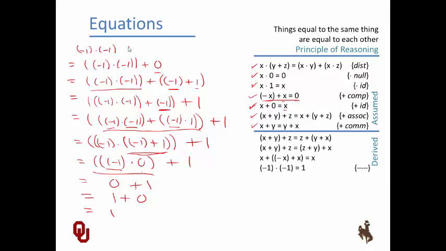So I started with minus 1 times minus 1. I found a new version of that, a new formula standing for the same number in each case, and ended up with a 1. So by our principle of reasoning, minus 1 times minus 1 must be the same as 1.